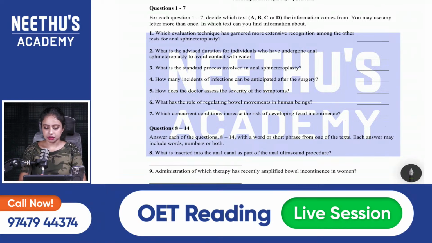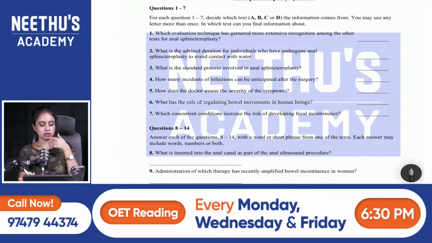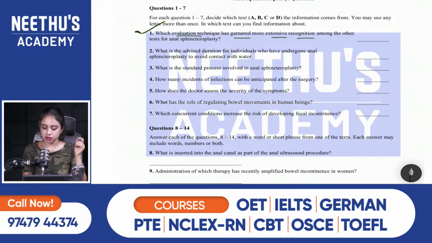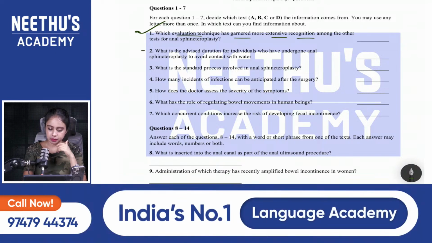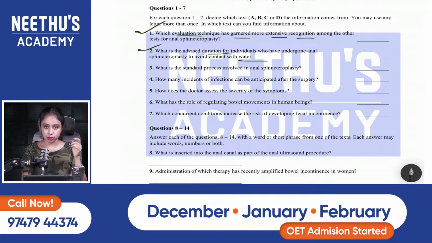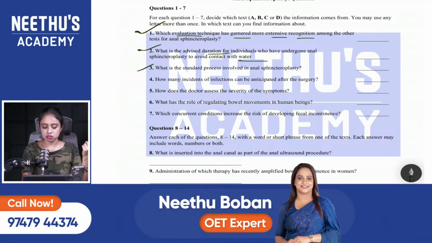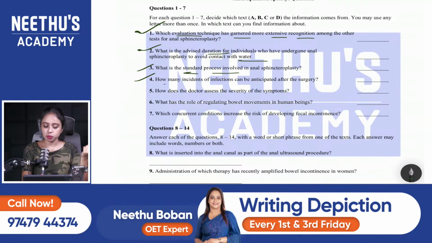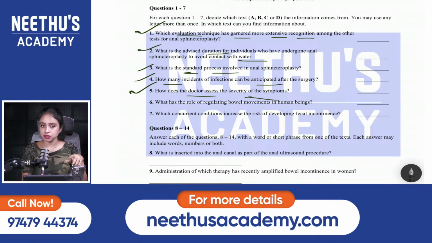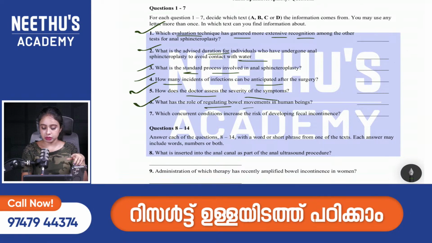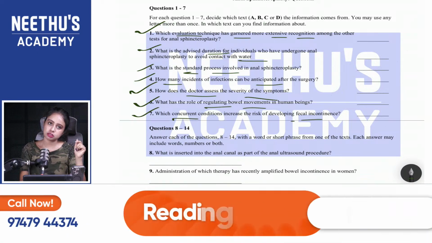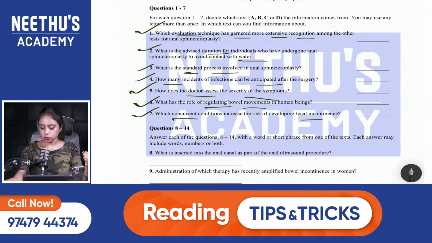On the comment here, 1 to 7. First question is, which evaluation technique has garnered more extensive recognition among the other tests for anal sphincteroplasty? What is the advised duration for individuals who have undergone anal sphincteroplasty to avoid contact with water? What is the standard process involved in anal sphincteroplasty? Then how many incidents of infections can be anticipated after the surgery? Fifth one, how does the doctor assess the severity of the symptoms? Sixth one, what has the role of regulating bowel movements in human beings? And seventh one, which concurrent conditions increase the risk of developing fecal incontinence? So these are the questions. So let me know what the answers are.